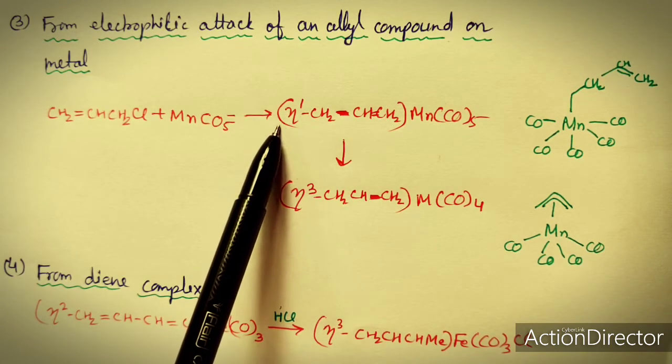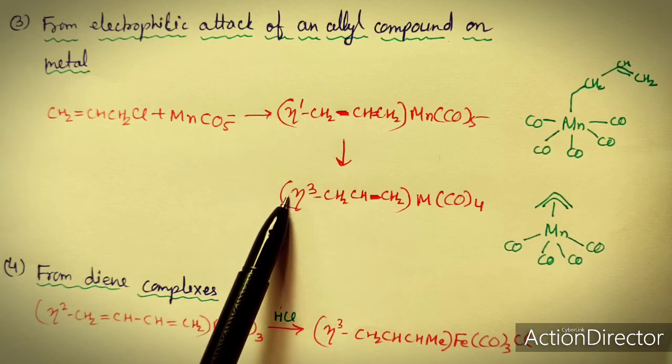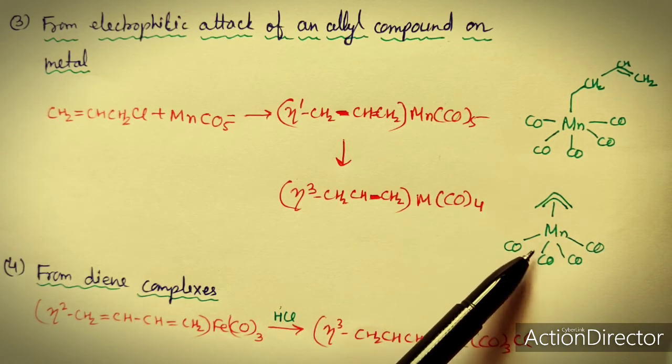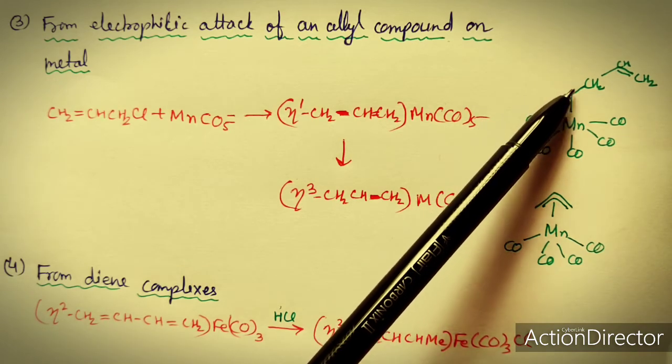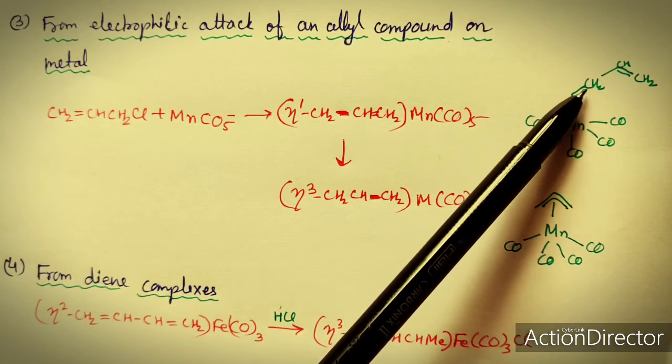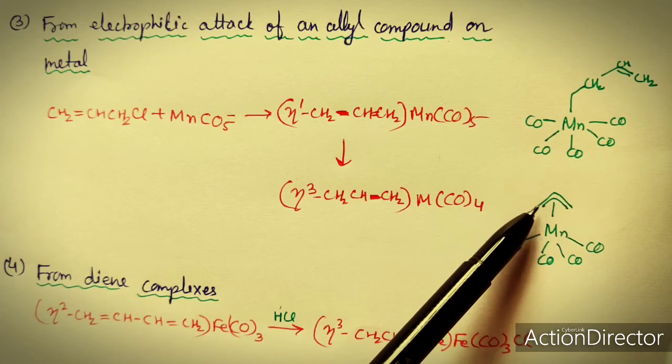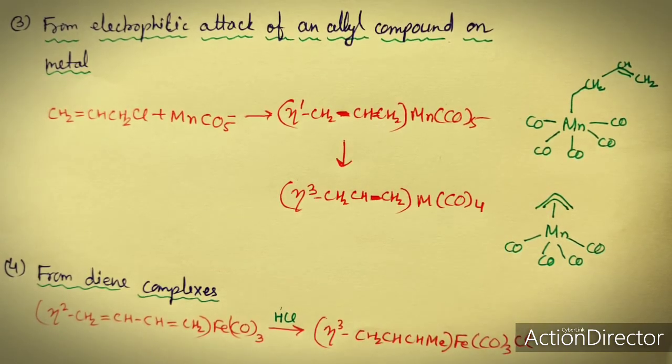First this eta 1 complex will be formed, and then the eta 3 complex will form. So this is the eta 1 complex, and this is the eta 3. In this you can see that this allylic group is attached through one carbon center, and here it is attached through all the three carbons of the allylic group.